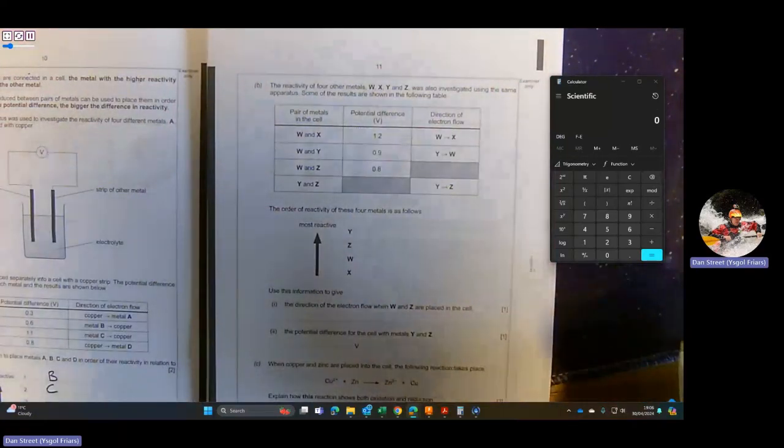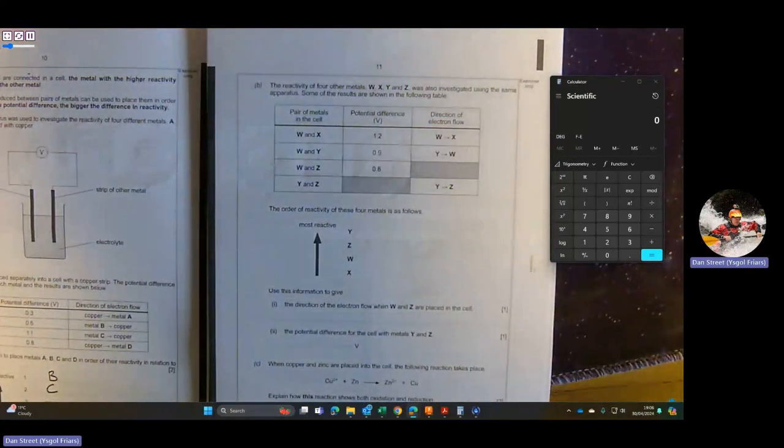So we've also got B. Okay, so this is a similar theme. The reactivity of 4 other metals, W, X, Y, and Z, was also investigated using the same apparatus. Some of the results are shown below in the table.